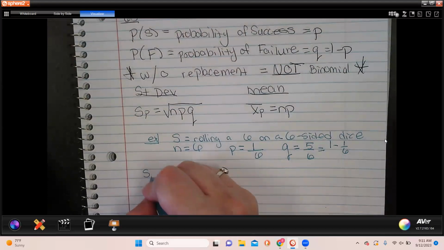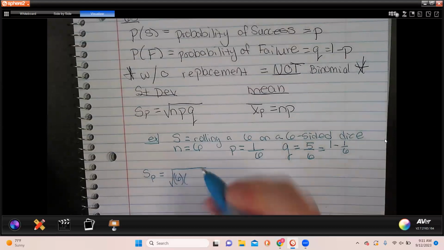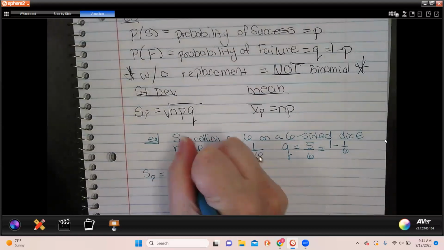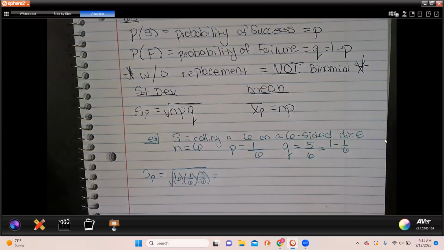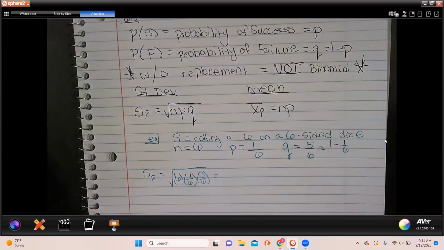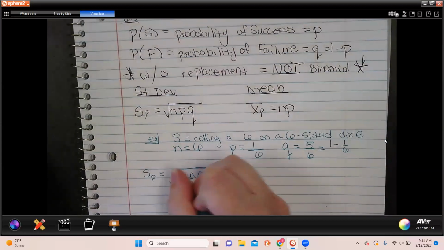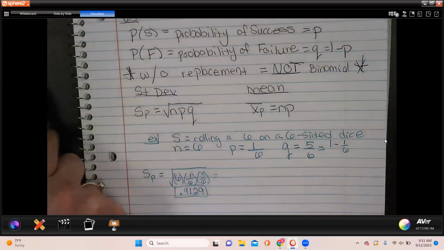So the standard deviation is the square root of 6 times 1/6 times 5/6. Okay, so I'm going to use my handy dandy calculator for this. Because I'm plugging numbers into an equation, I'm going to put those numbers in parentheses. And I'm going to say enter. Okay, so the standard deviation for this situation is 0.9129. Most probabilities, they want 4 decimal places.